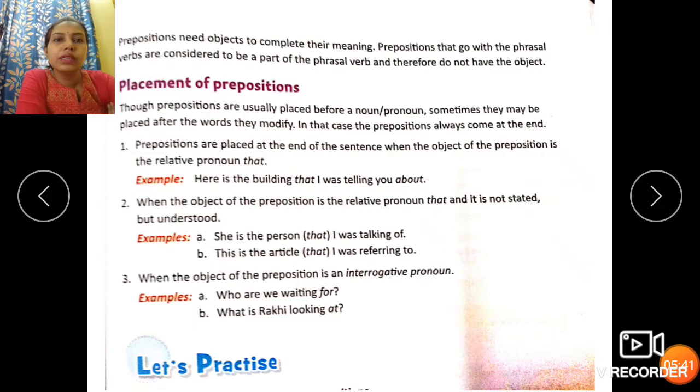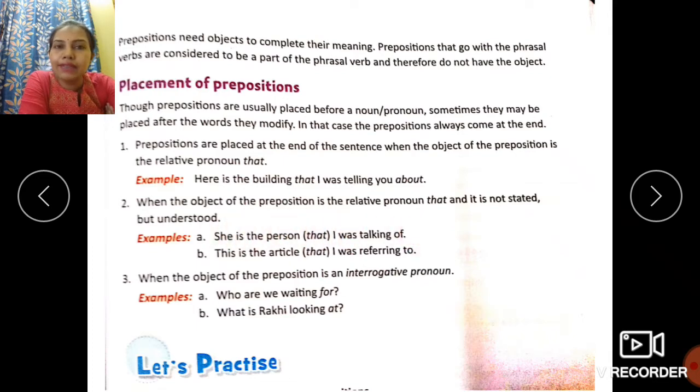Next, number 2. When the object of the preposition is the relative pronoun that and it is not stated but understood. Example, she is the person I was talking of. Here you will see the object of the preposition is the relative pronoun which is understood, hence it is not used. She is the person I was talking about. Here, that, which is the object of the preposition, may not be mentioned in the sentence. It may not be used, because even if you omit the that, the meaning of the sentence stands correct.